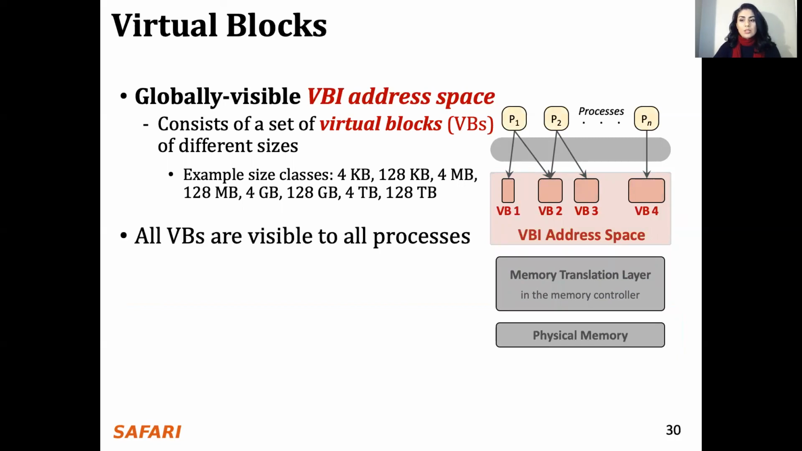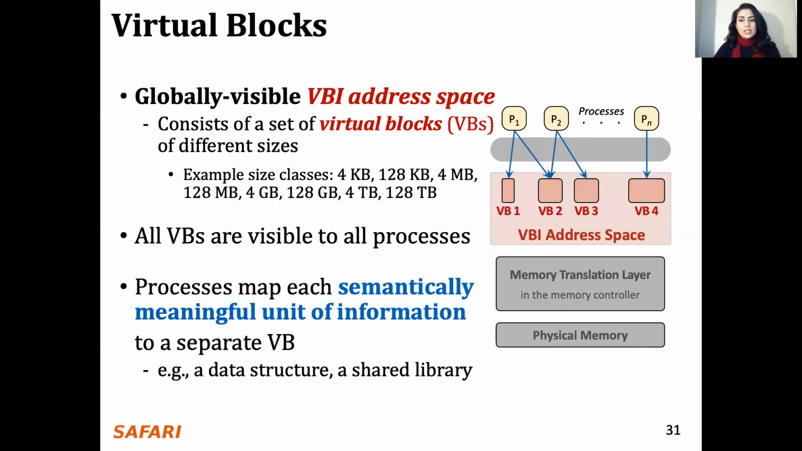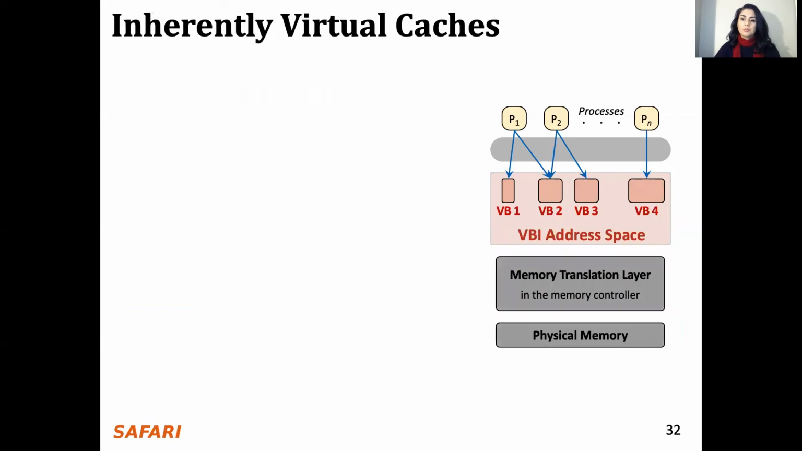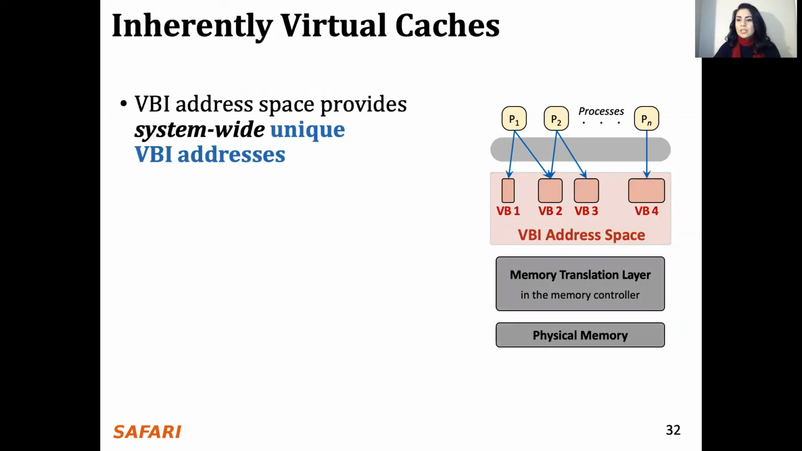All the virtual blocks are visible to all processes running on the system, and processes map each semantically meaningful unit of information, such as a data structure or shared library code, to a separate VB of the appropriate size. The globally visible VBI address space provides VBI with system-wide unique addresses called VBI addresses.